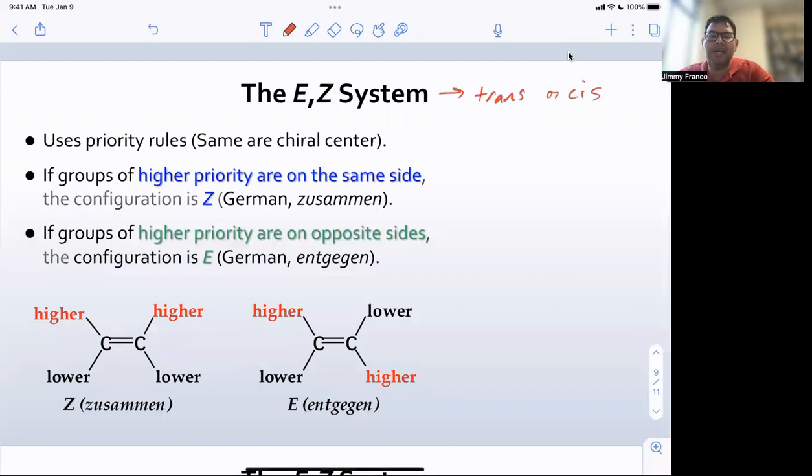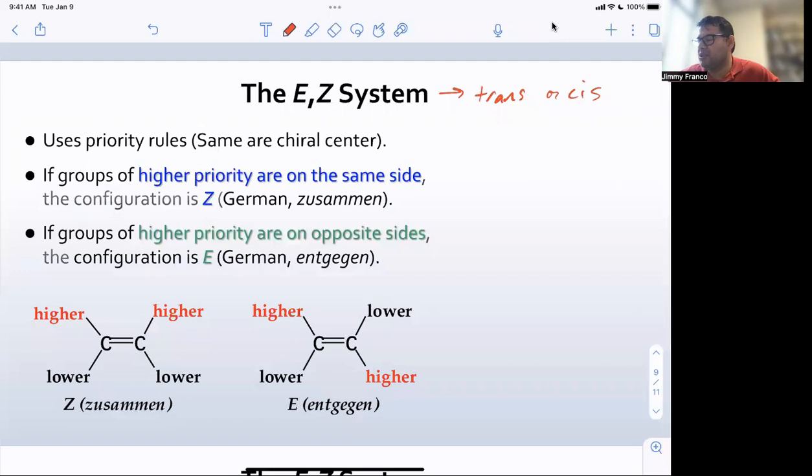The problem is if the groups aren't the same, then sometimes it's hard to know what you're talking about. If cis means the same side and trans means opposite, and the groups are all different, then what are we referring to as being the same side or opposite? So this is a way, like R and S as well, that gets around those problems.